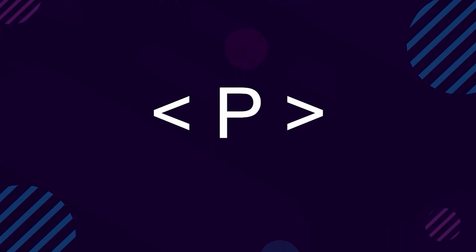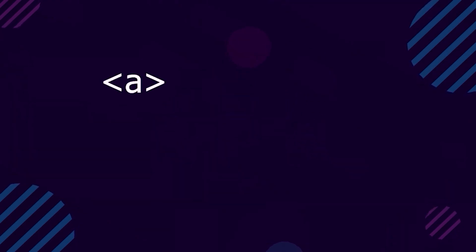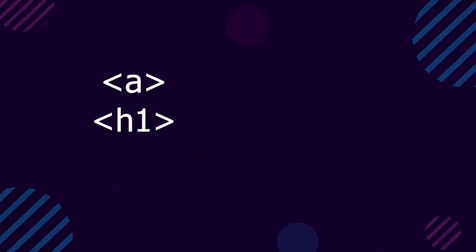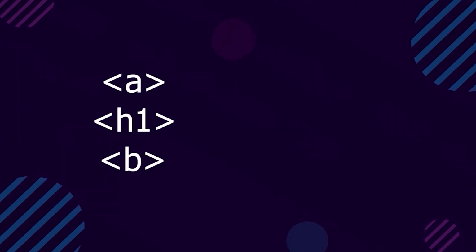For example, we have a, h1, h2, h3, h4, h5, h6, b, i, italic, so many codes, and every code has a name. It can be a name or a word. For example, p is the paragraph, h1 is the heading.